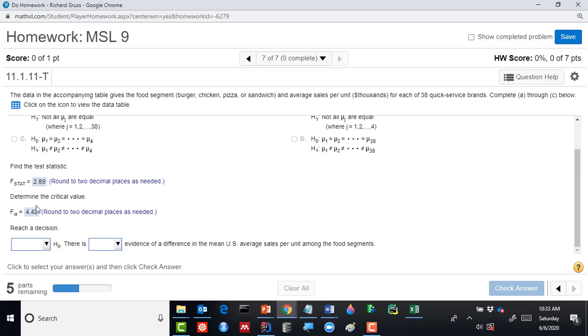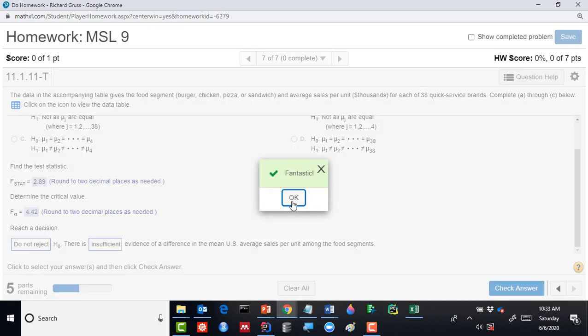So this is not larger than the critical value. Notice we only have a one-tail test when we're doing an ANOVA. So we're going to not reject, and say there's insufficient evidence of a difference in sales. Basically, all products sell the same. That would be the managerial conclusion.